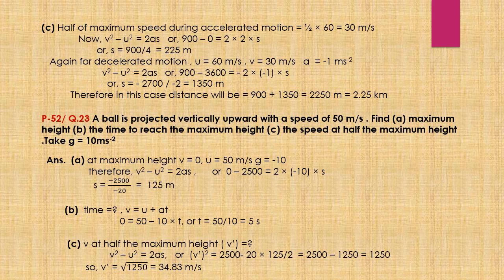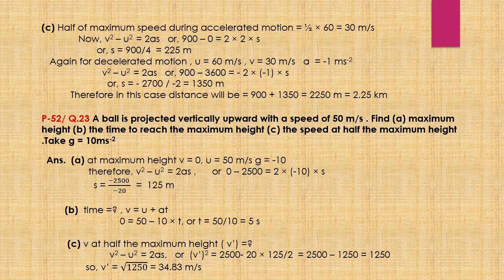For part A, at maximum height, v is equal to 0, u is equal to 50 meter per second, g is equal to minus 10, therefore v square minus u square is equal to 2as, or it can be written as 0 minus 2500 is equal to 2 into minus 10 into s. So we need to calculate s is equal to minus 2500 upon minus 20, that is equal to 125 meter. Now part B, we need to find time. v is equal to u plus at, so v is 0, u is 50, a is minus 10 into t, so t is equal to 50 upon 10, that is equal to 5 seconds.